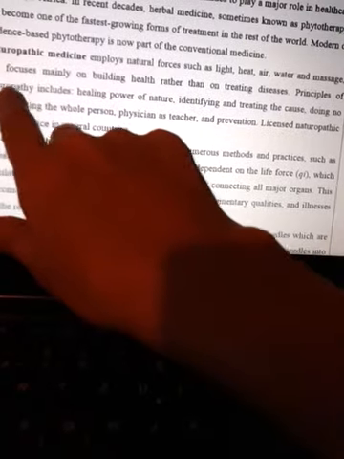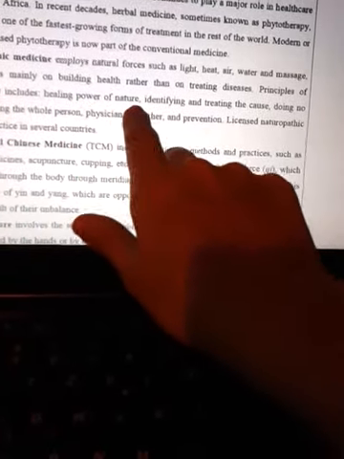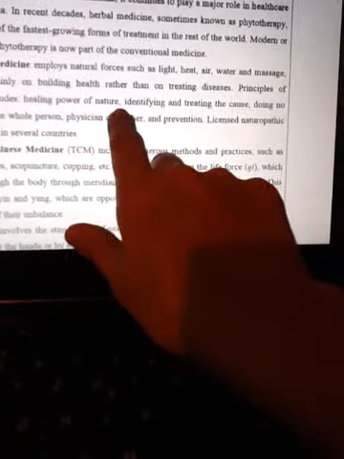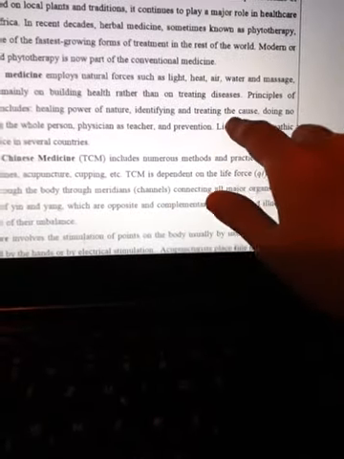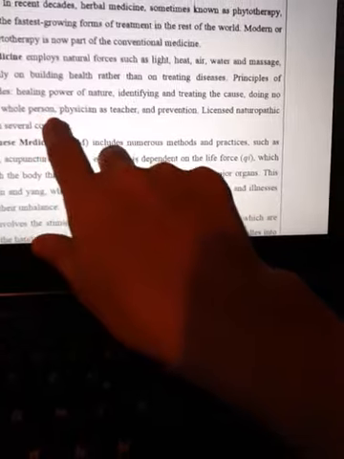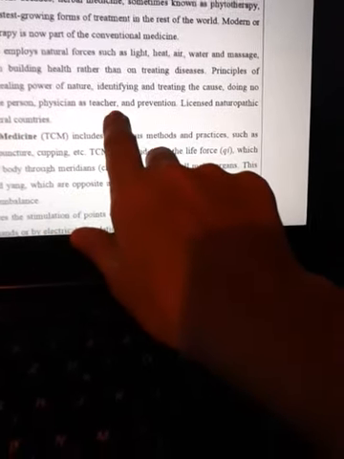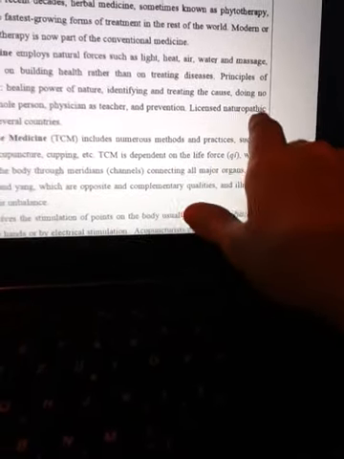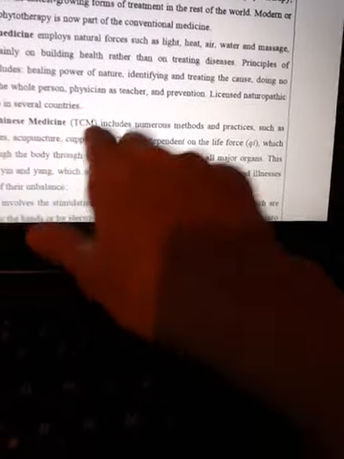Principle of naturopathy include healing power of nature, identifying and treating the cause, doing no harm, treating the whole person, physician as a teacher and prevention. Licensed naturopathic doctors practice in several countries.